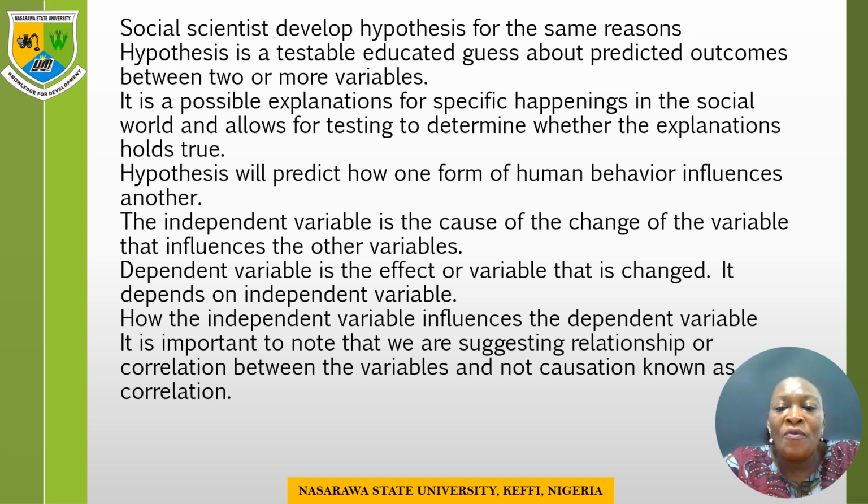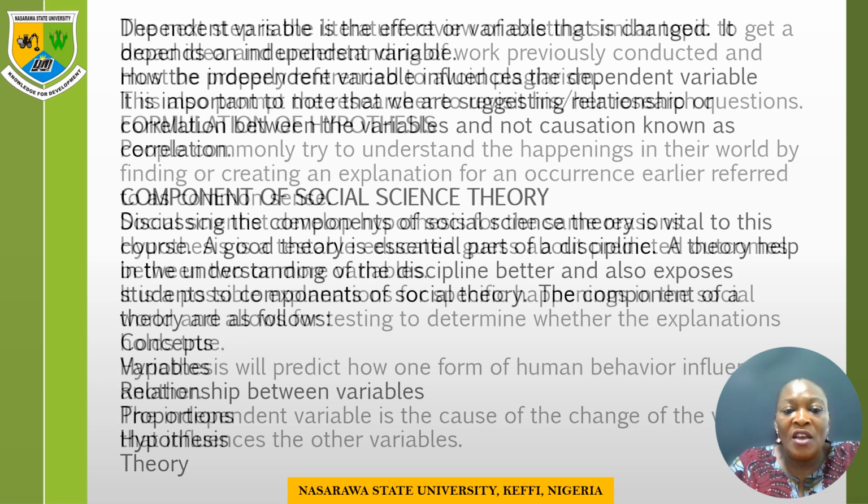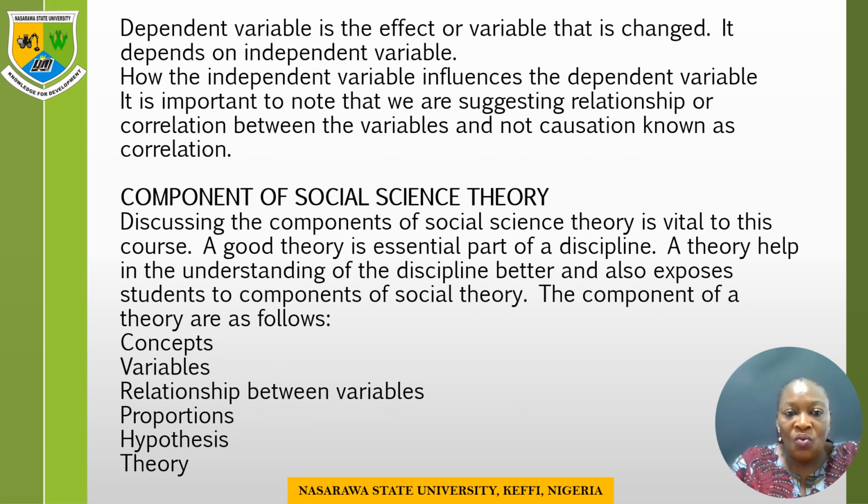A hypothesis will predict how one form of human behavior influences another. The independent variable is the cause of the changes in the variables that influence the other variables. Now, the dependent variable is the effect of the variable that is changed. If we are talking about a hypothesis, we're talking about how you make your tentative statement towards getting the particular information which you want.